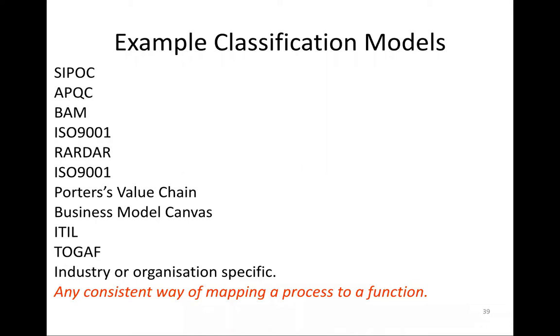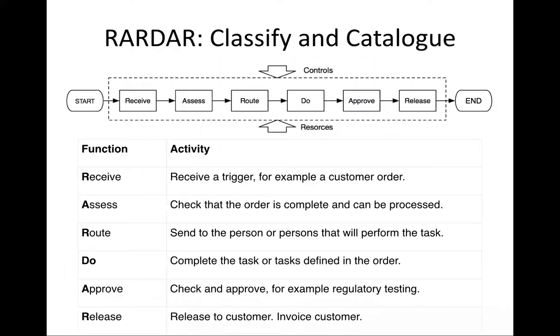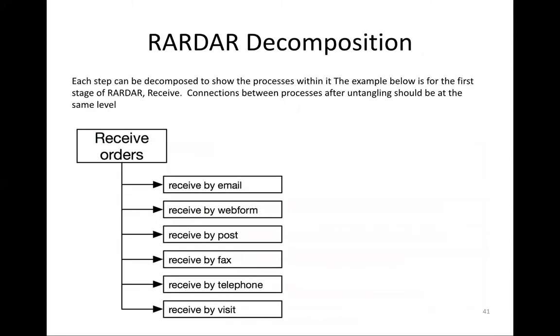There's a simpler model, which I call RARDAR: receive, assess, route, do, approve, release. And that can be used to unpick any process. It's important to have a simple classification scheme that business people can quickly understand. Each step in RARDAR can be decomposed. So if we look at the receive orders stage, we can see that that is satisfied by email, web form, fax, telephone, etc. So there are multiple ways to receive orders, and each one of these is another process.